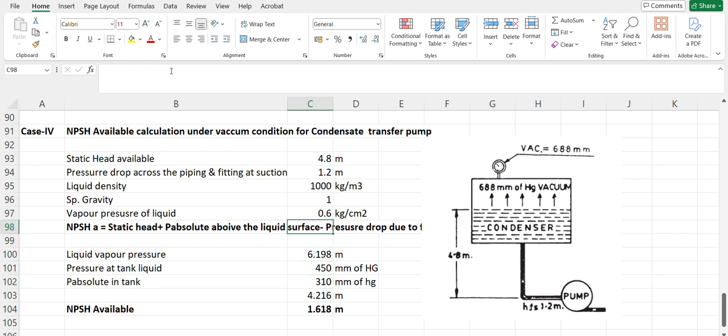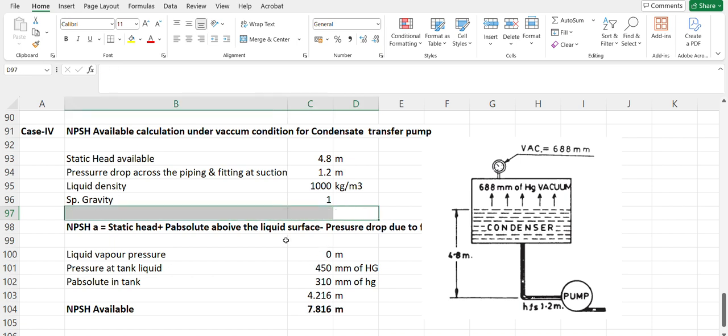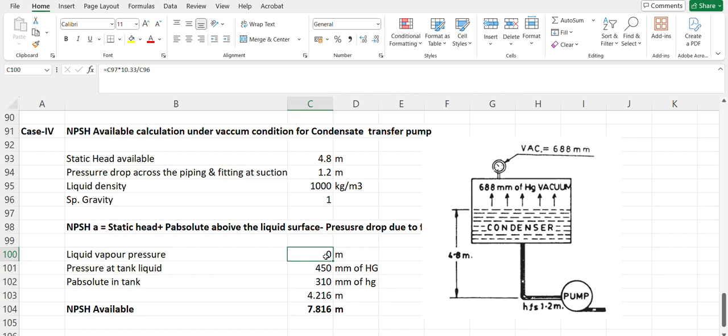Okay, liquid vapor pressure. Here we need to calculate the vapor pressure. Okay, liquid pressure is equal to P absolute. So here we have a vacuum of 688 mm of Hg. So we simply did the calculation, which is 760 minus 688 mm of Hg. That means 72, and that we have converted to meters. Okay, and vapor pressure is here.